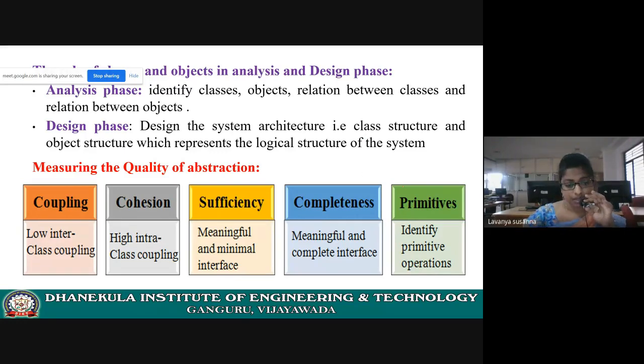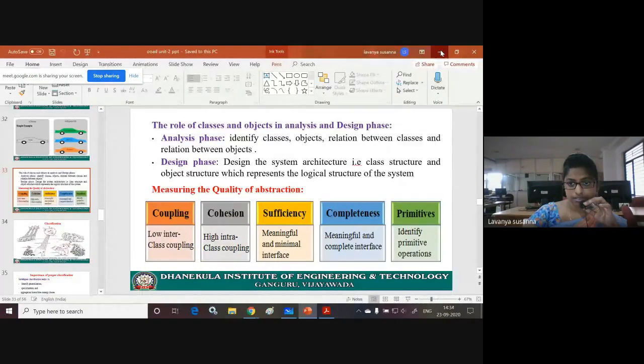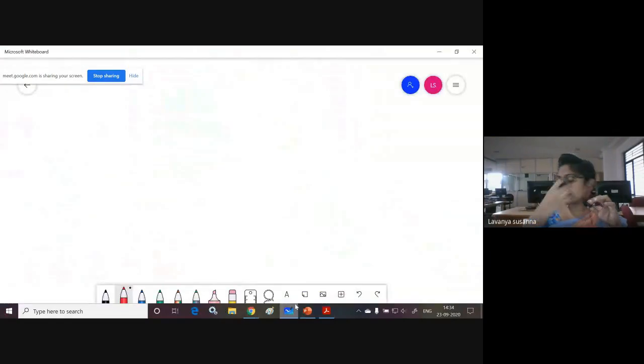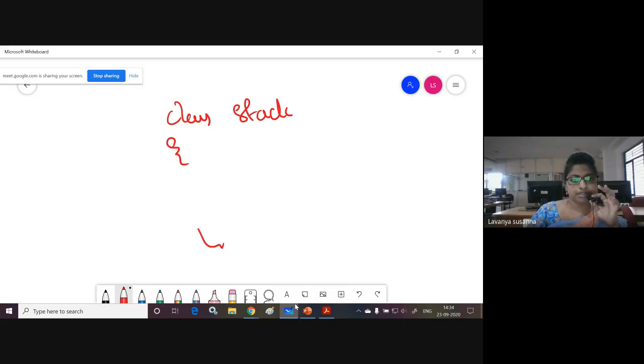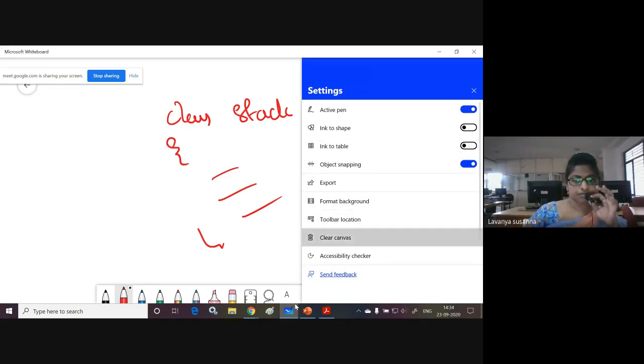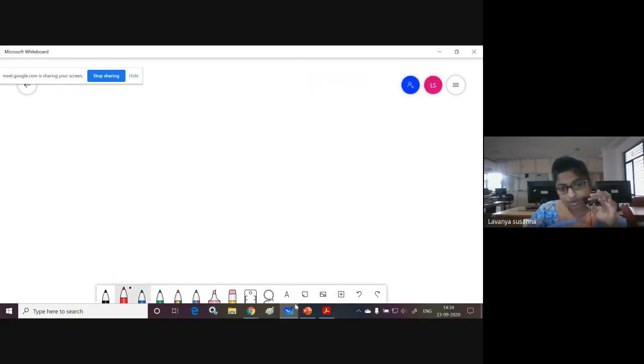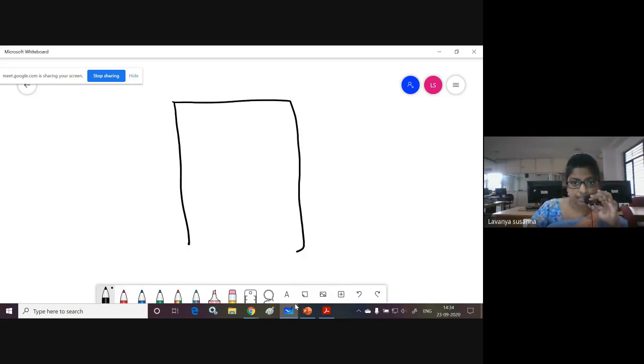Coming to primitive, again I need to explain stack. You need to explain with an example. You can draw the class, or you can write it like a programming language, class stack, public, private, something like that. You can write like this also, or you can draw the class diagram. Your wish. Again, I need to draw. Wait, I will draw it. Take a class. I'm taking stack.